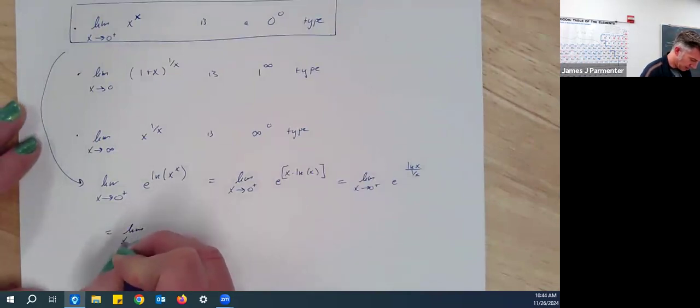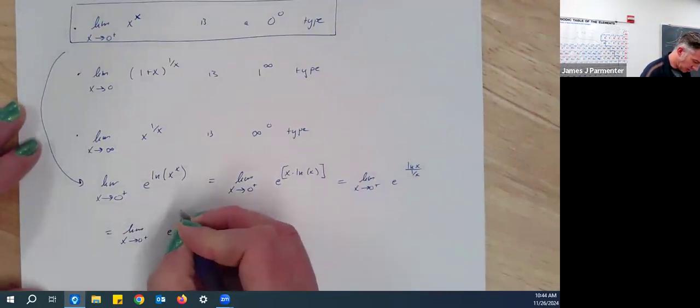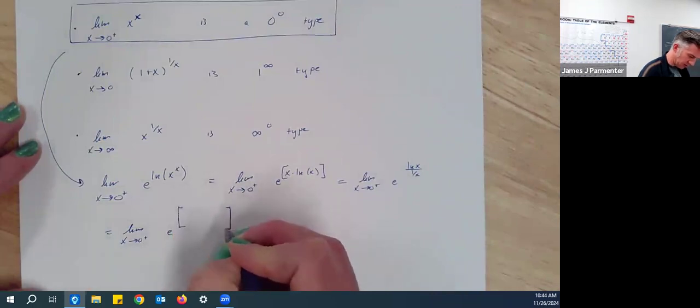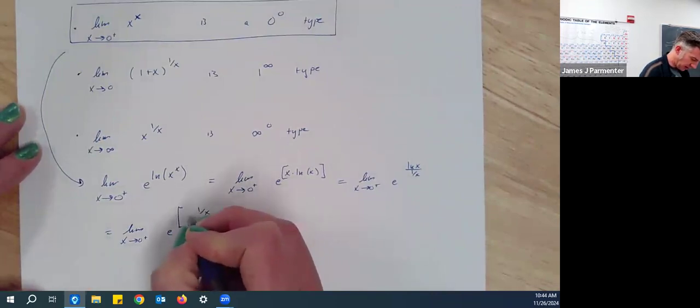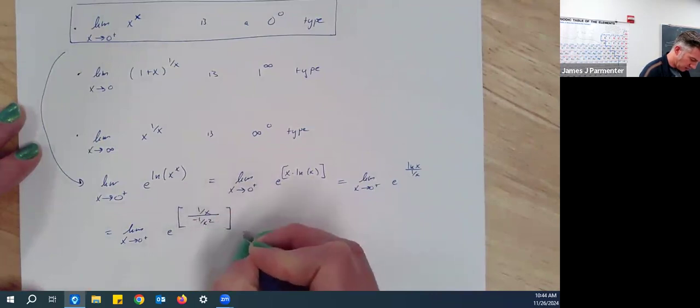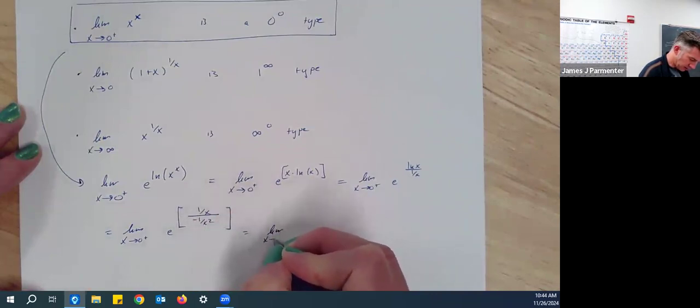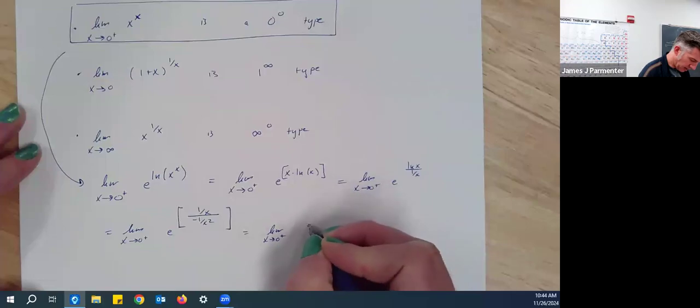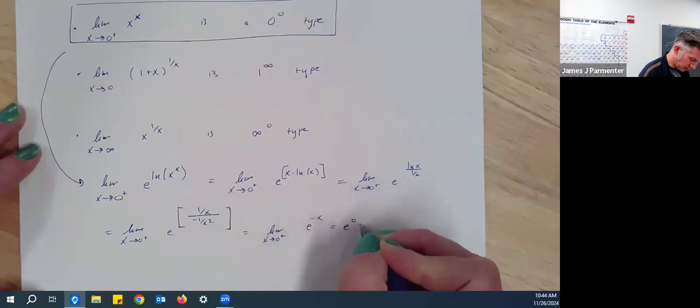It's the limit as x approaches 0 from the right of e to the, we're using L'Hopital's rule for the stuff in the exponent. So it's 1 over x divided by negative 1 over x squared, which ends up being the limit as x approaches 0 from the right of e to the negative x, which is e to the 0, which is 1.